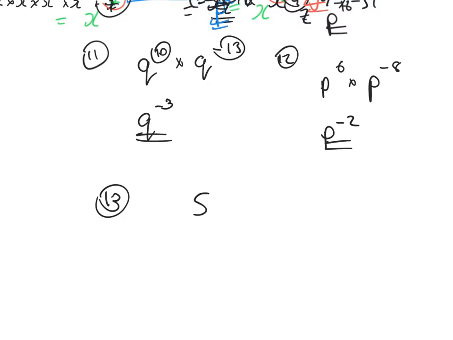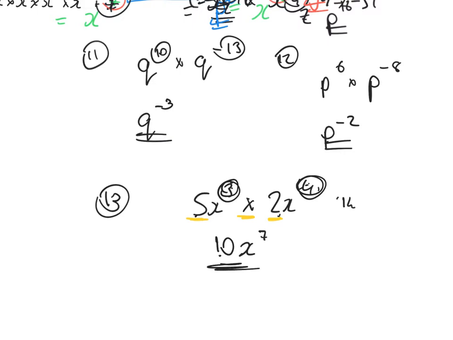Example 13. Bit different this time. 5x cubed times 2x to the 4. Let's sort out the powers. First of all, 3 plus 4 is 7, so it's x to the 7. Now you might say, okay, I do 5 plus 2 is 7 as well, but you don't. So that rule only applies to the powers. The rule when you multiply is you add the powers, only applies to the powers. You just do 5 times 2 at the start as normal. 5 times 2 is 10, and it's the powers that you add together. So 5 times 2 is 10, 3 plus 4 is 7, 10x to the 7.